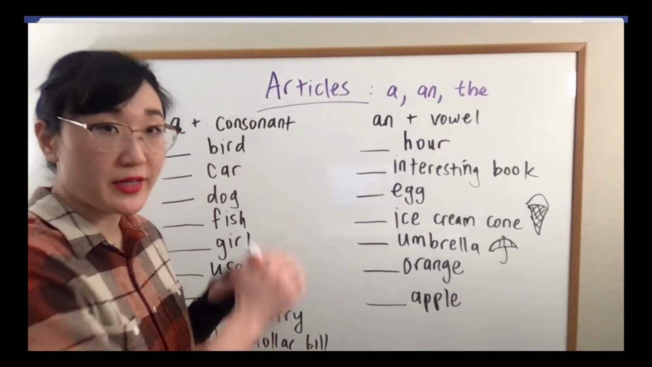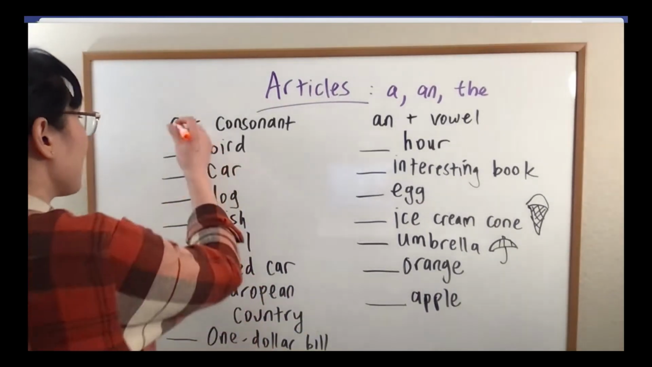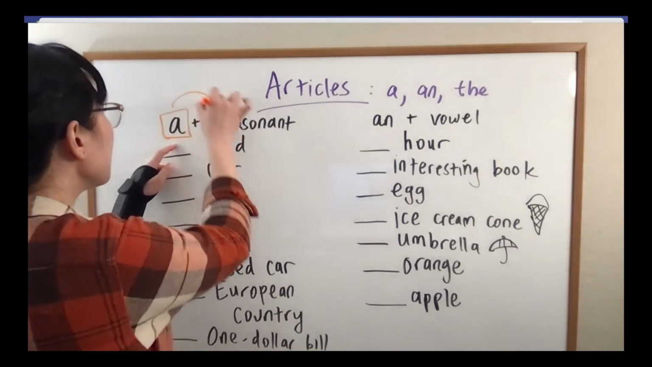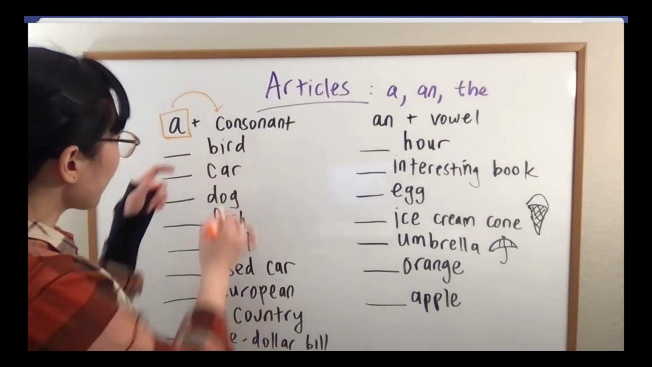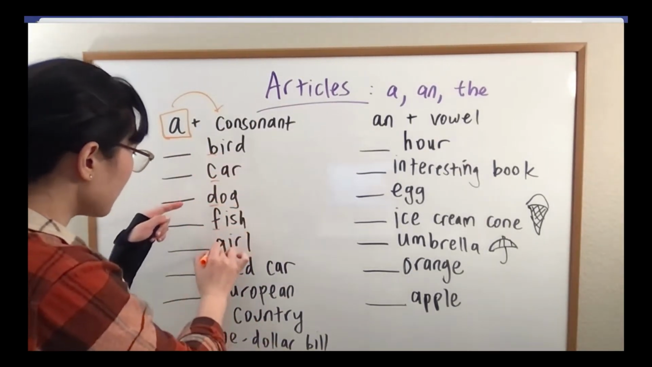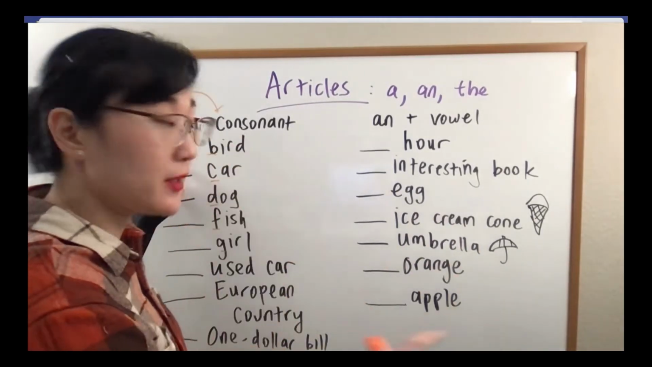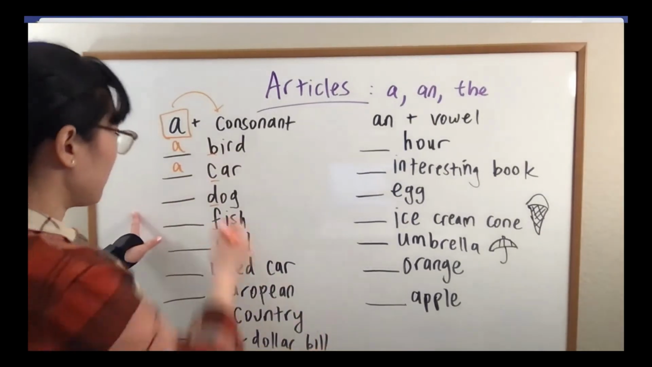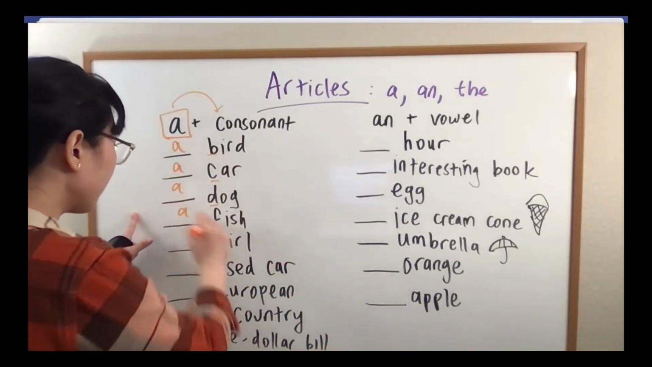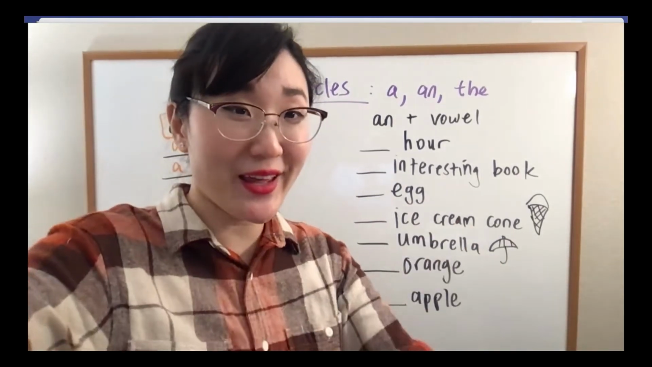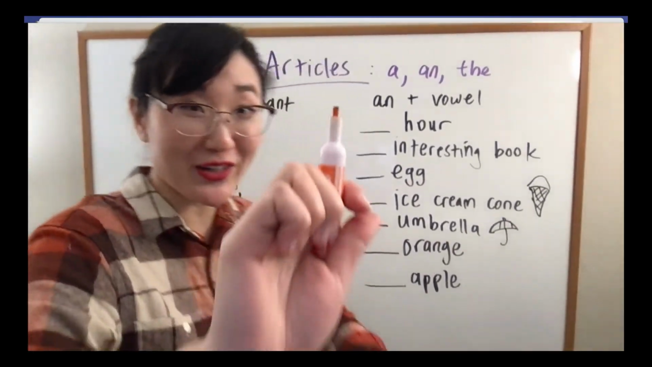So let's look on this side first. We use A when we have a consonant sound that follows immediately after. So in these cases, these are all consonant letters. So a bird, meaning a singular bird, one. A car, a dog, a fish, a girl, a student, a teacher, a marker.